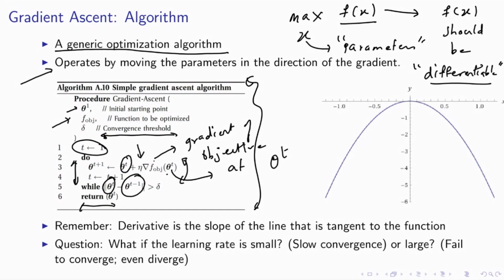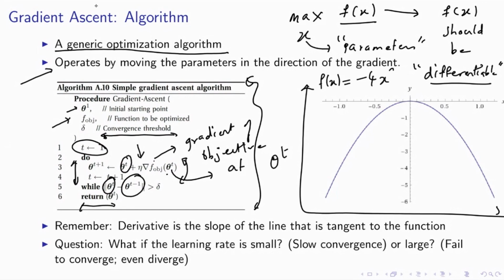So what I'm going to do is demonstrate how this algorithm works for a simple function that I plotted here. The function is f of x equals minus 4x squared. We know that the global optimum of the function is at 0, and what we want to do is use the gradient ascent algorithm to find this 0.